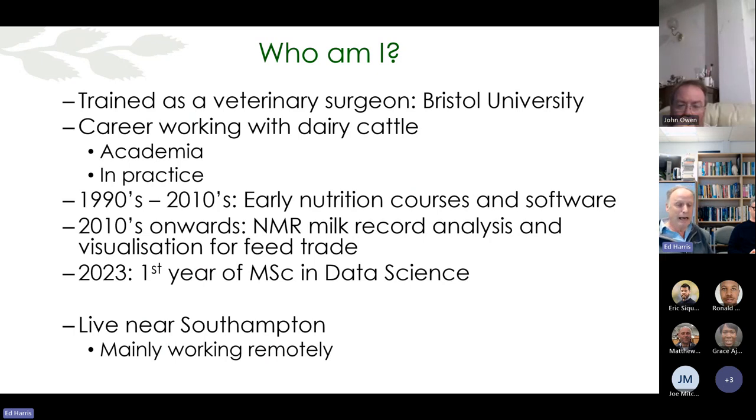My bread and butter now is working with the feed industry, feed companies, and converting a very ugly database, which is produced by the milk recording companies, into a very large Excel spreadsheet that they can then pick apart and use to drive their businesses.